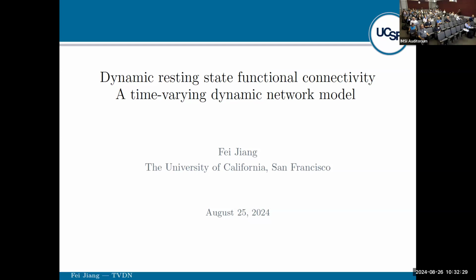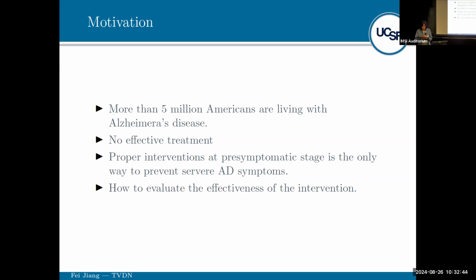Hello. So sorry, it's not about deep learning, but it's more related to today's keynote talk. So I'm going to present dynamic resting state functional connectivity, how to extract this connectivity through a time-varying dynamic network model. So the motivation for this study is from Alzheimer's disease. Currently, there are more than 5 million Americans living with Alzheimer's disease, but there is no effective treatment. Proper intervention at the pre-symptomatic stage is the only way to prevent severe Alzheimer's disease symptoms.